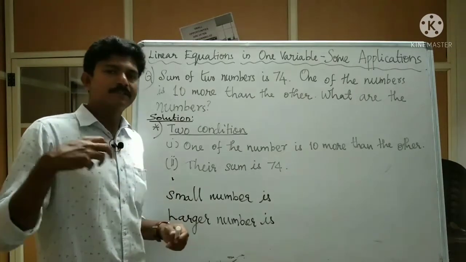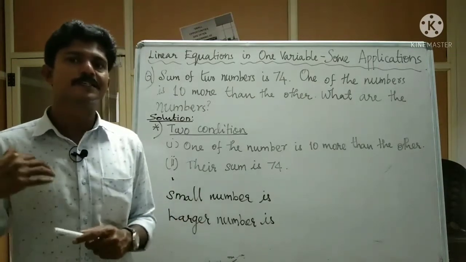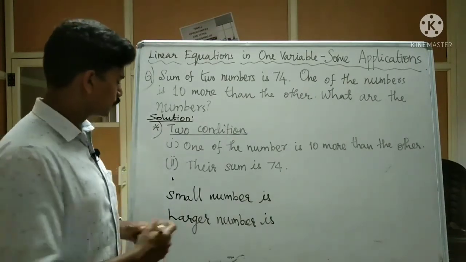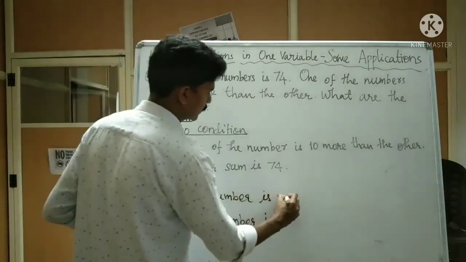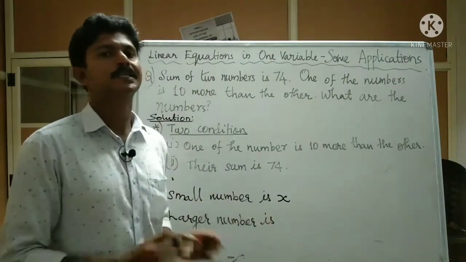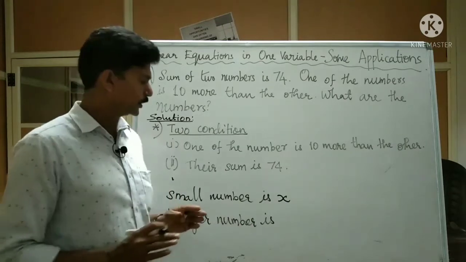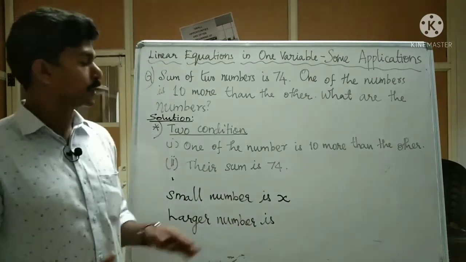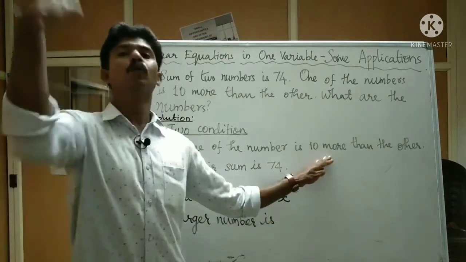We have learned in 7th standard that we always give the variable to the smaller number. So let us take this smaller number as x. We don't know both numbers. Smaller number ariyilla, larger number ariyilla. So we can keep the smaller number as x. So what will be the larger number? Smaller number plus 10 more.